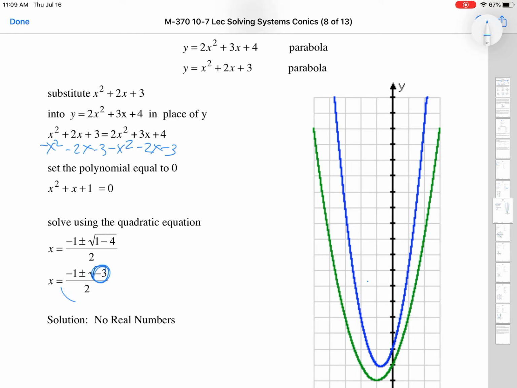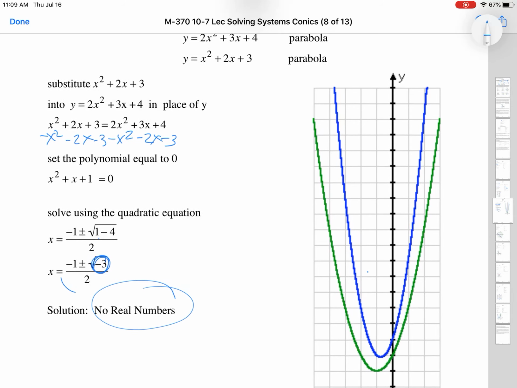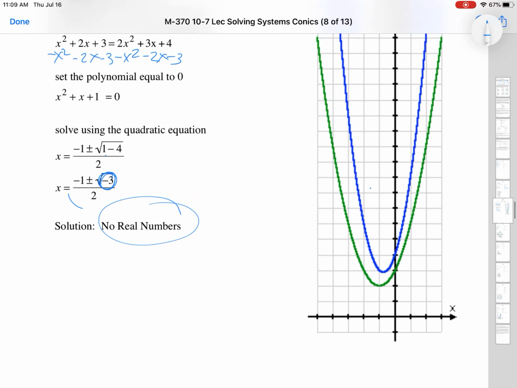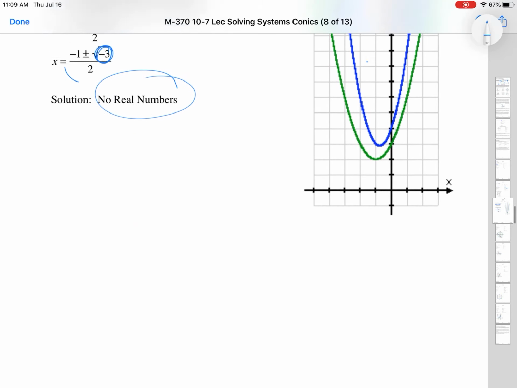x is equal to negative b plus or minus the square root of b squared minus 4 times 1 times 1. Yep. And so there's no solution. So these parabolas, he's showing you what they look like graphed. They're inside one another, where the outside one is more wide. The green one is more wide than the blue one. So they'll never touch.